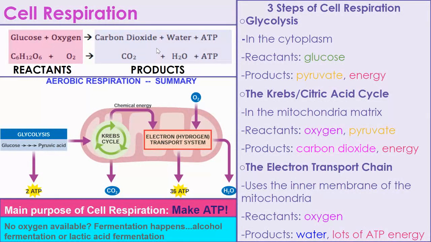Then the products are carbon dioxide, which is a gas we breathe out, water, which you can get rid of in many different ways, and ATP. And the ATP is the whole point of this, to make ATP, which is usable energy for our cells. And this process is called aerobic because it does use oxygen. So you'll remember there are 3 steps in cellular respiration.